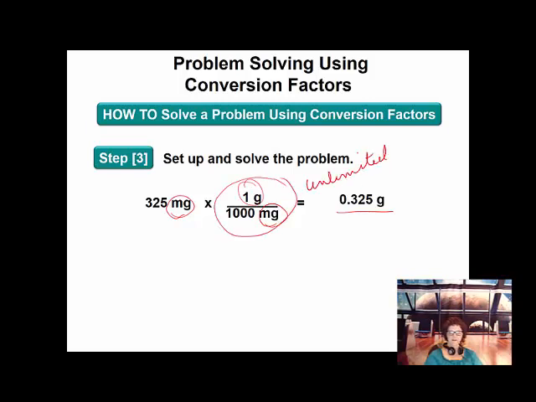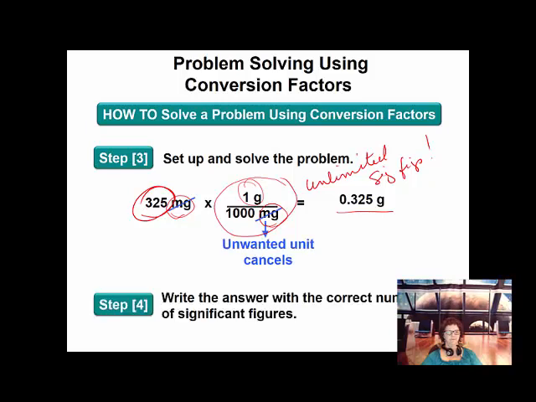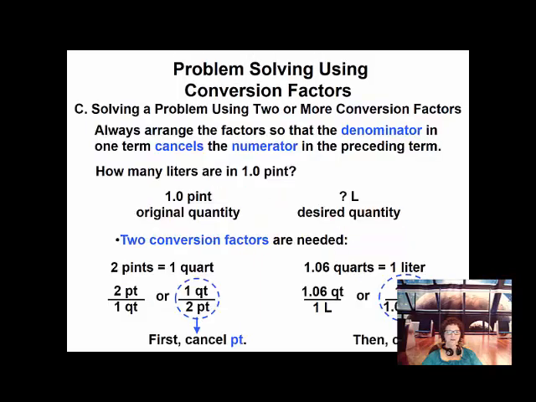Unlimited sig figs. Okay, unlimited sig figs. So you only go by the significant figures in your measurements. All right, pretty, right? Okay, so sometimes we're going to have to use more than one conversion factor.